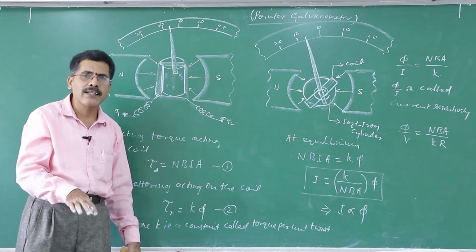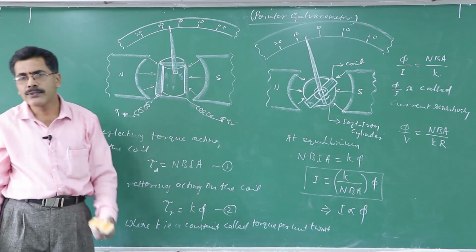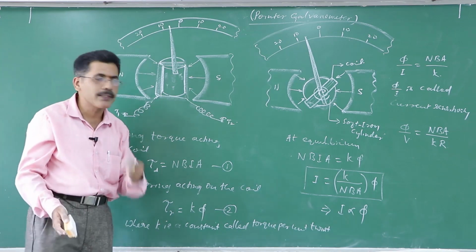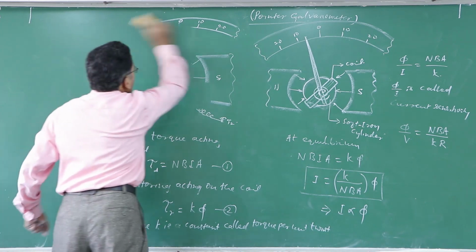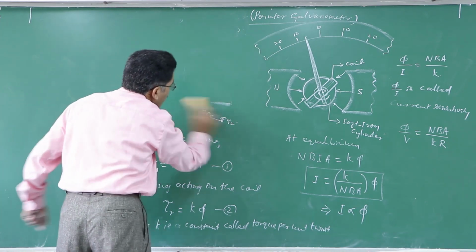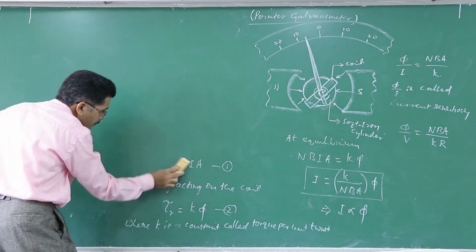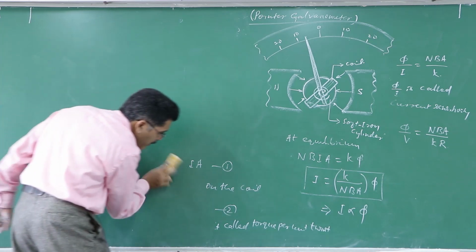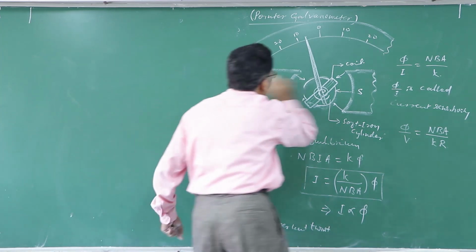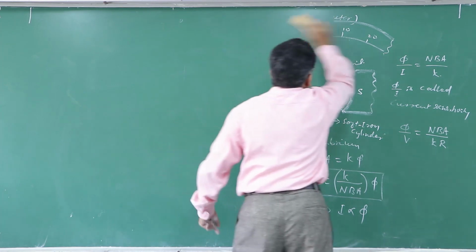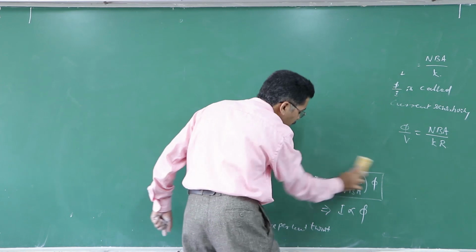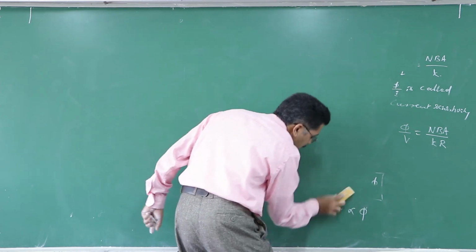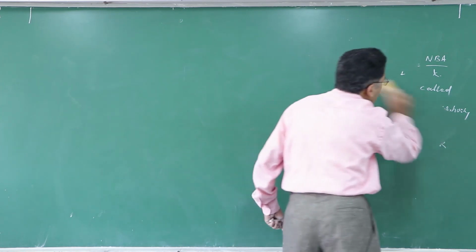The current lesser than that cannot be measured using this device. That's the only limitation of the moving coil galvanometer. Now let us understand the conversion of galvanometer to voltmeter and ammeter. Let's understand what an ammeter is, what a voltmeter is, and how our pointer galvanometer can be converted into an ammeter or voltmeter.